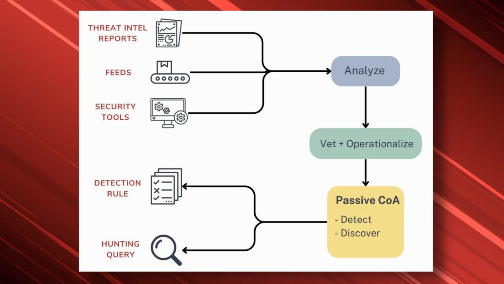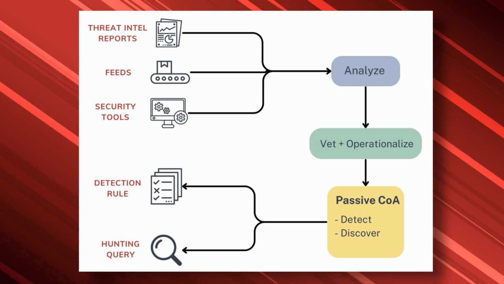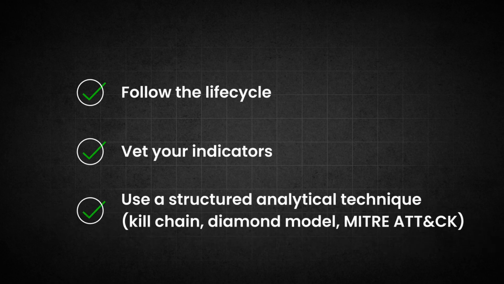Using an indicator during intrusion analysis will allow you to find other indicators and build a complete picture of the attack. At this point, it's important to remember that indicators lead to more indicators, good or bad. The best way to stay on track is to follow the life cycle, vet the indicators you come across, and use a structured analytical technique like the Cyber Kill Chain, Diamond Model, or MITRE ATT&CK framework to map out an intrusion.